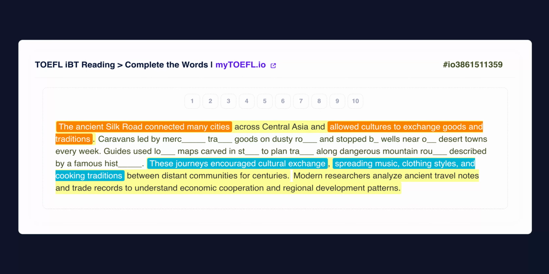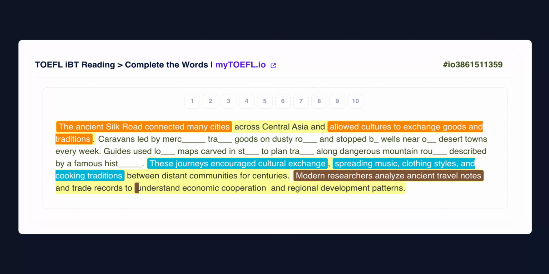This concluding sentence bridges the past and the present. It tells us that modern researchers analyze ancient travel notes to learn from history. The goal is to understand economic cooperation. This confirms that the text is focused on the systematic nature of trade and travel. Now that we have the full story, from the ancient connections to modern analysis, we are ready to go back and fill in the blanks with confidence.